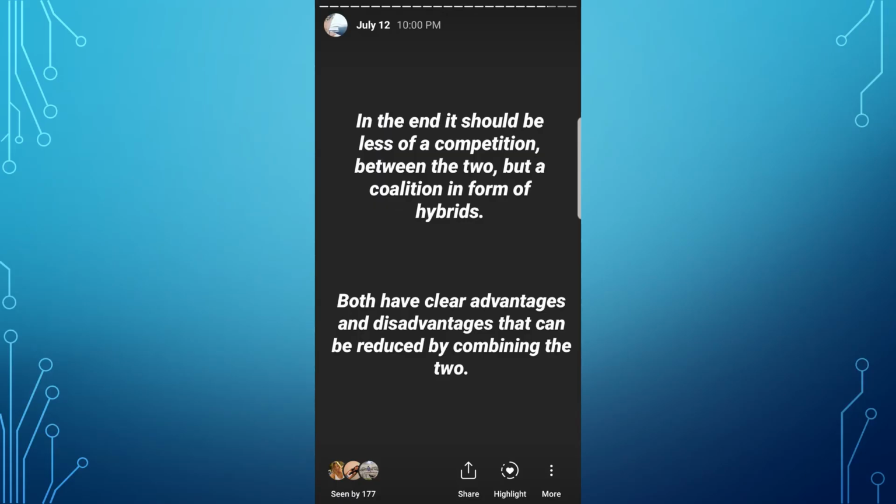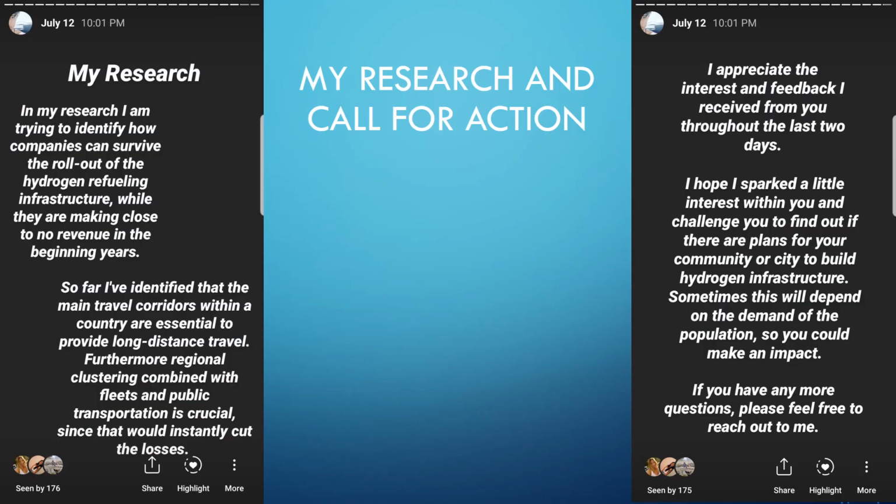I ended with a little statement that it shouldn't be seen as a competition between the two of them, but that the combination of both could take advantage of the strength of both. Lastly, I explained how my research relates to the topic and gave some insight about my findings.